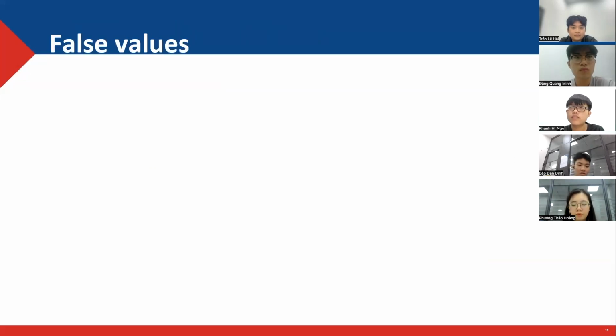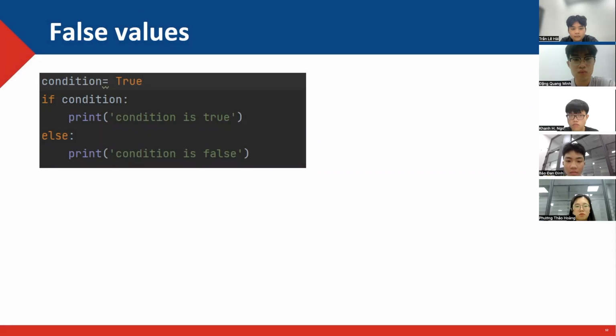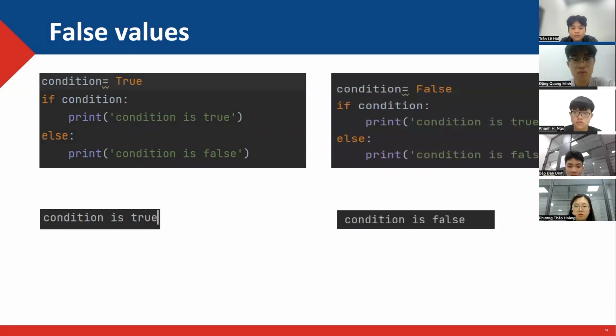Let's get into the falsy values. I will show you how Python evaluates some falsy values. For the first part, I will show you how this program works. It will print "condition is true" if the condition is true, and it will print "condition is false" if the condition is not true, like that.